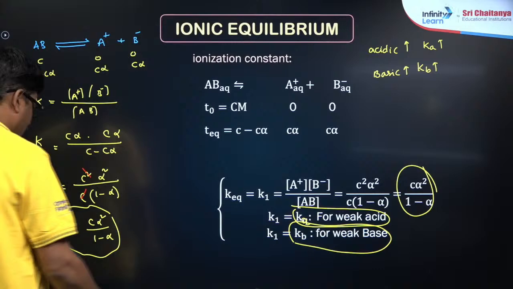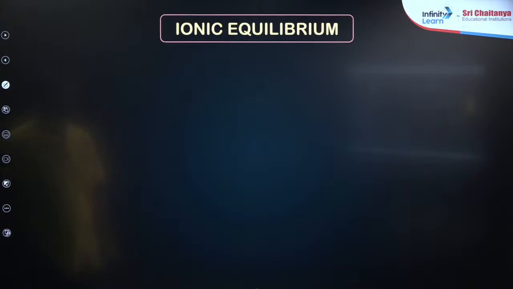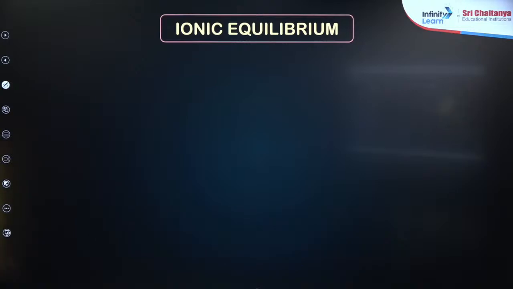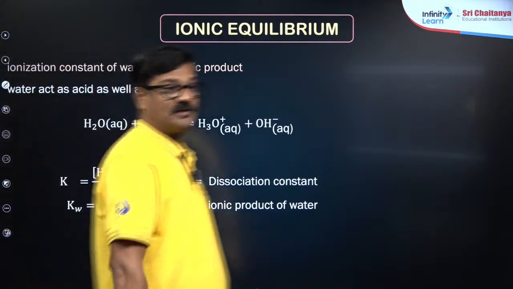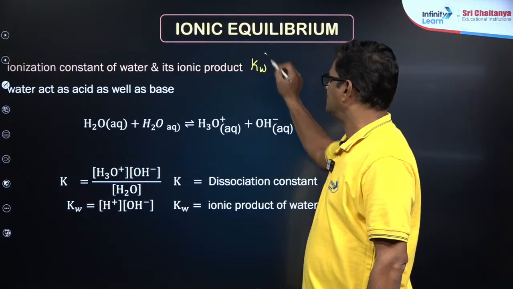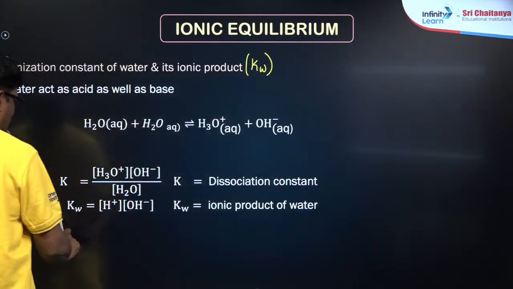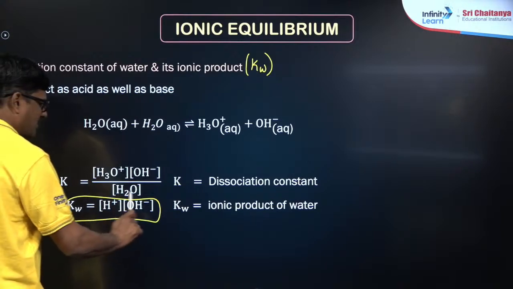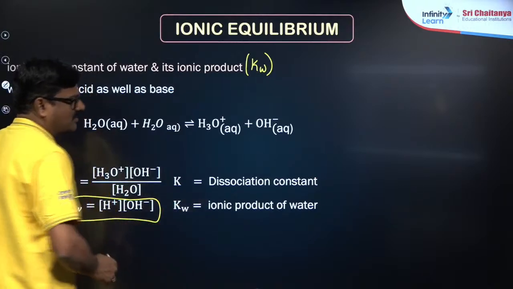Now let's move ahead. So many things I just want to discuss. Now, next theory, that will come across with the Ostwald dilution law. So, ionization constant of water or ionic product constant of water, it is said to be Kw. So Kw is the product of H plus ion concentration and the OH minus ion concentration, and is called the ionic product constant of water.